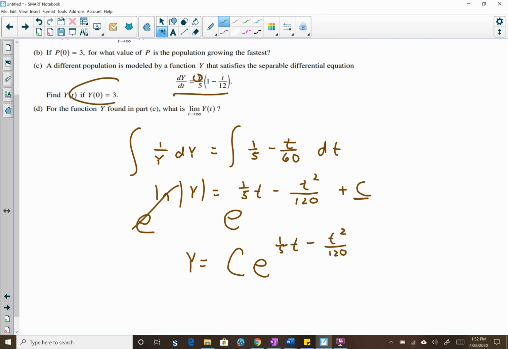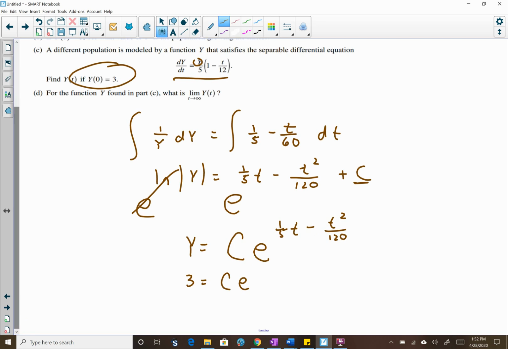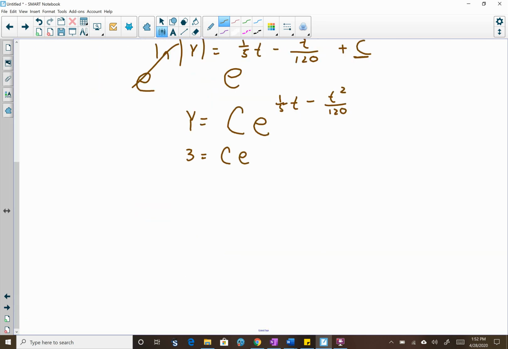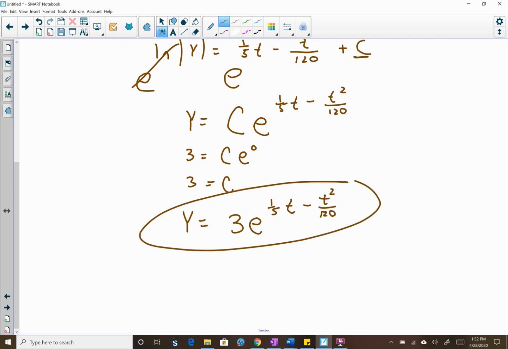Now I have my initial condition, y of 0 is 3. So I plug that in. So I get 0, so I'll just get e to the 0 is 1, so I just get c is 3. So plug it back in, y is 3e to the 1/5 t minus t squared over 120. That will earn you 5 points. And I think it's a pretty easy separation of variable one.